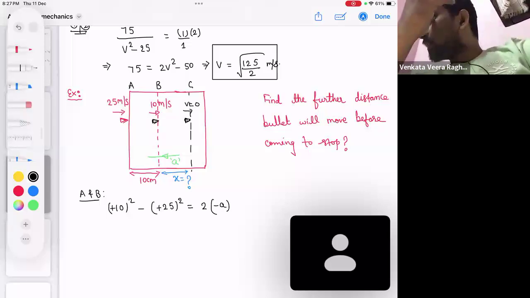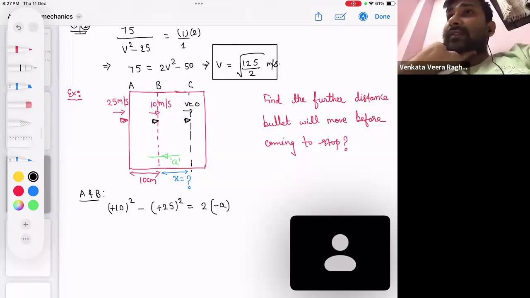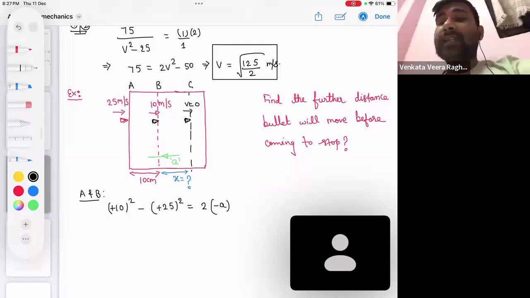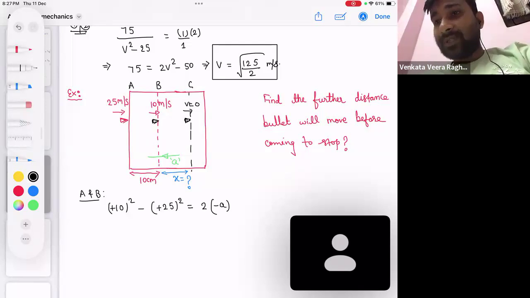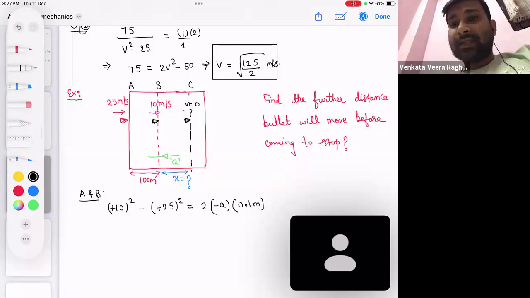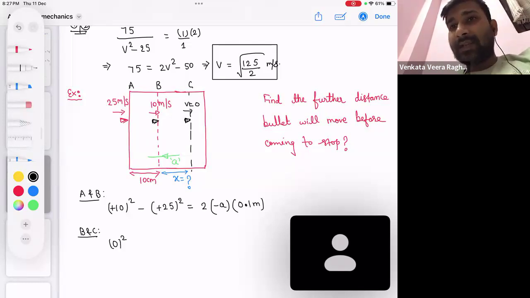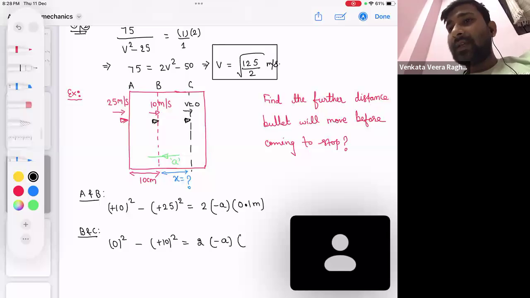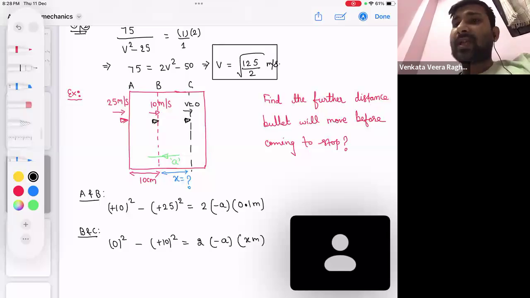But the acceleration is towards left, right? So that should be written as negative. How much is the displacement? 10 centimeter, or I can write 0.1 meter. Now, between B and C, if I apply it, final velocity 0, equals initial velocity square plus 2 into retardation, which will remain the same. And how much it moved, we have to calculate.